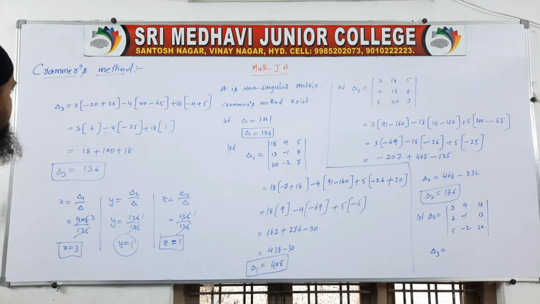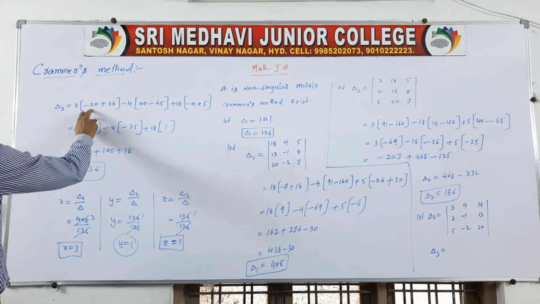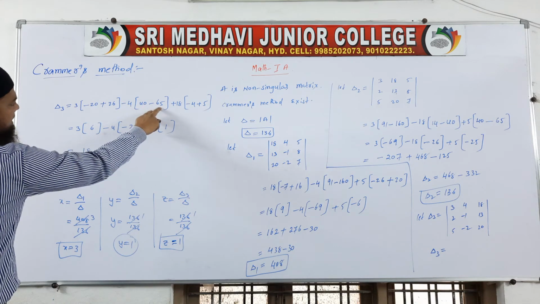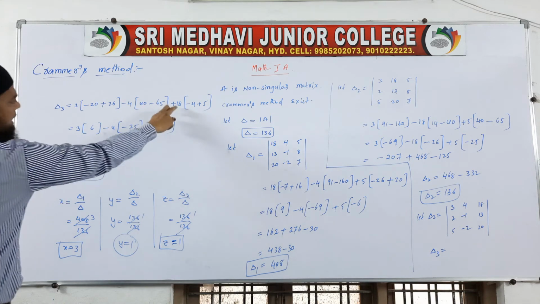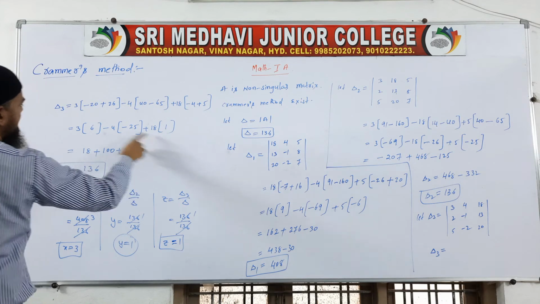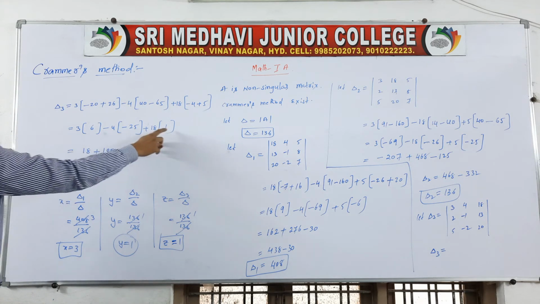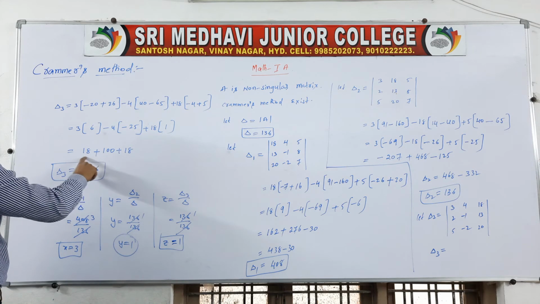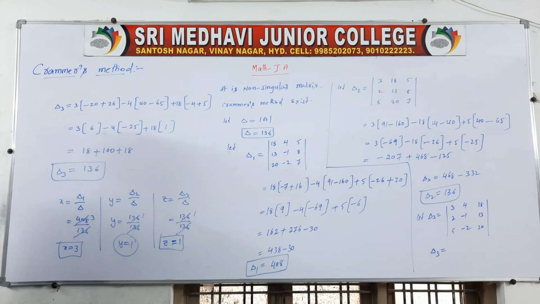Okay. Now see the calculation. 3 as it is, minus 20 plus 26, that is 6, minus 4, 40 minus 65, minus 25, 18 into minus 4 plus 5, that is 1. 3 6s are 18, here 18 ones are 18, minus into minus plus 4, 4 into 25, 100. When you add these numbers, you will get 136.